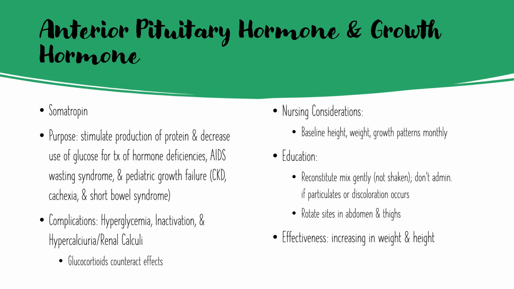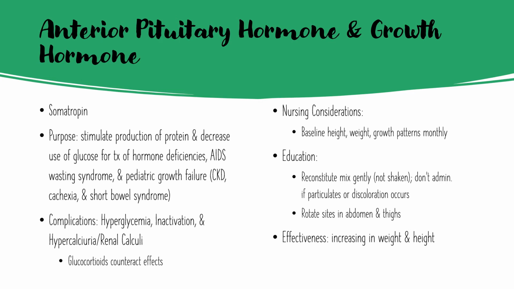All right, now moving on from thyroid issues, we are on anterior pituitary hormone and growth hormones. The main one I want us to focus on is somatropin. The purpose is to stimulate production of protein and decrease the use of glucose for treatment of hormone deficiencies, AIDS wasting syndrome, and pediatric growth failure.